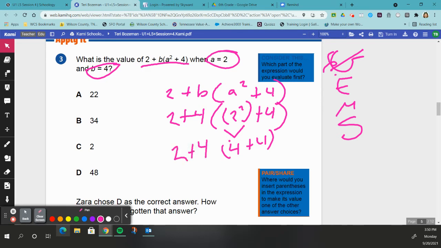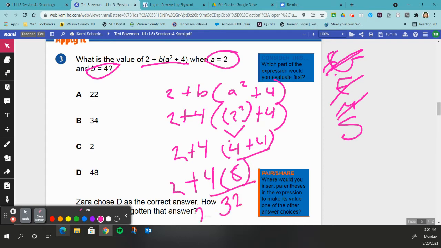Still have that grouping symbol, so I have 4 plus 4, which would be 8. So I'm going to multiply 4 times 8 next, because I've done my grouping symbols, I've done my exponents. Now it is multiply or divide. So this would be 32. 2 plus 32 would take care of my subtraction and addition, which would give me 34.